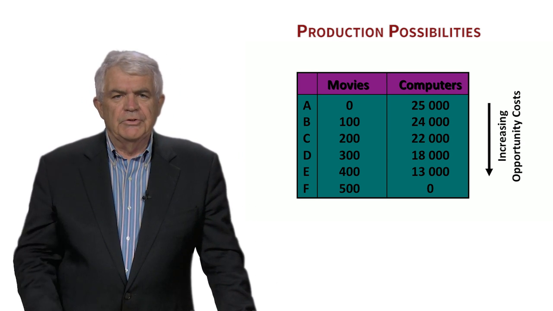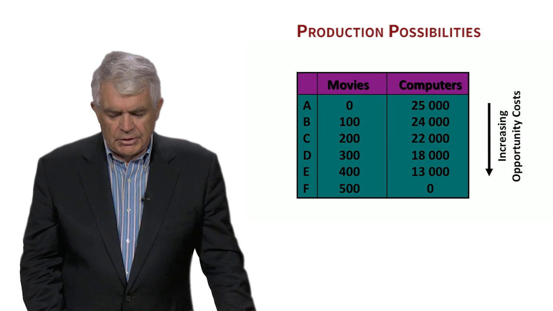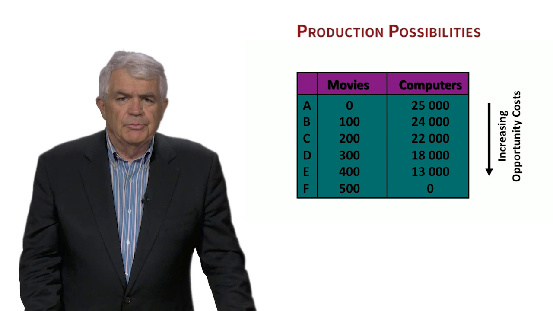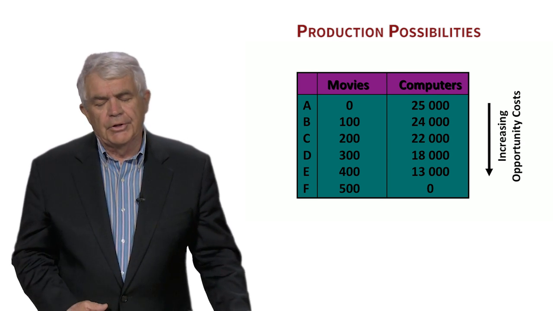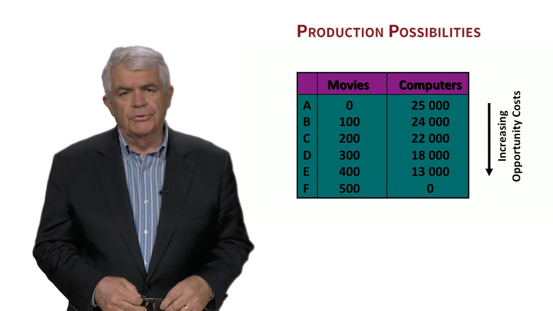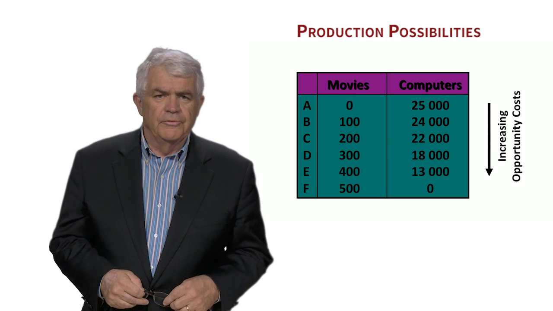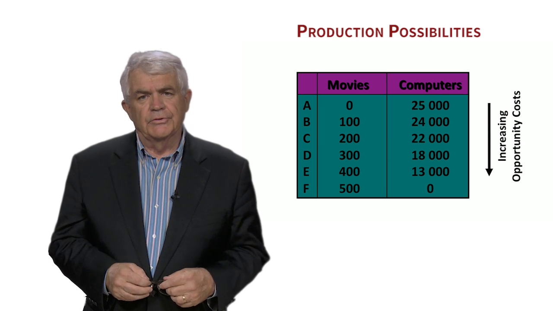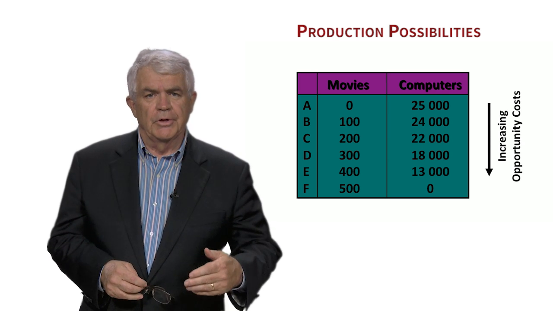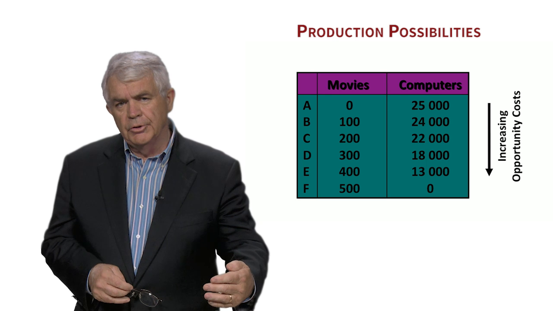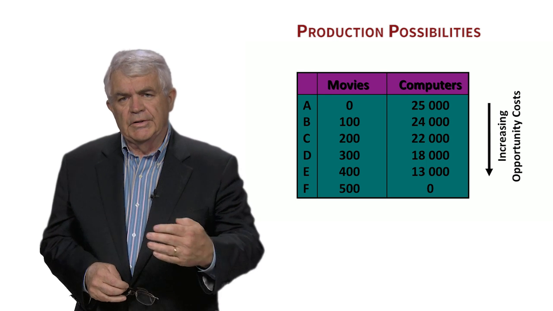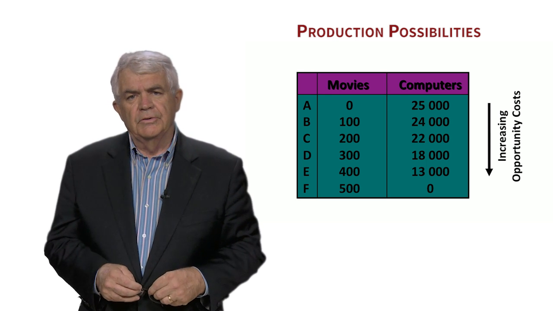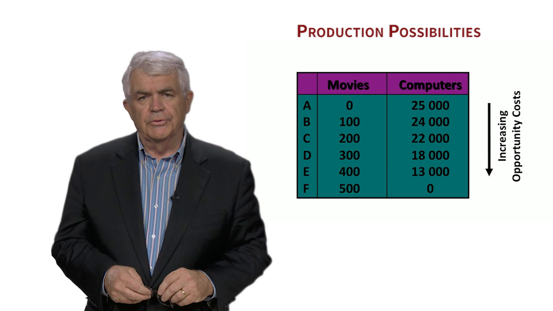So there's several options. You can produce no movies, in which case you get 25,000 computers. All the resources in the economy are going into producing computers. Or you can make a few more movies, say 100 for example, and in that case you get fewer computers. That's the opportunity cost. Remember, the opportunity cost of producing more movies is less of something else, in this case, fewer computers, 1,000 fewer computers.